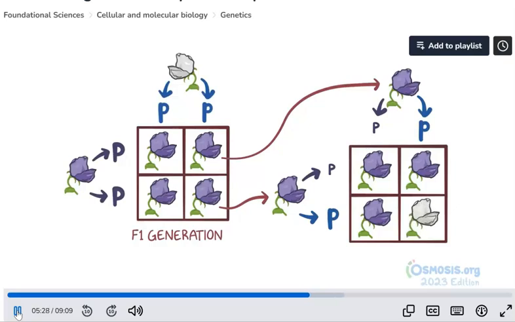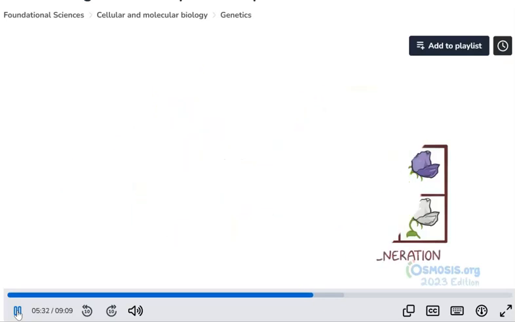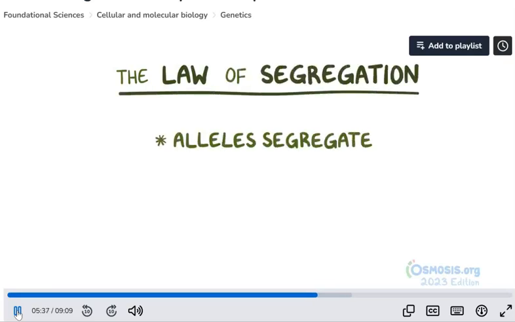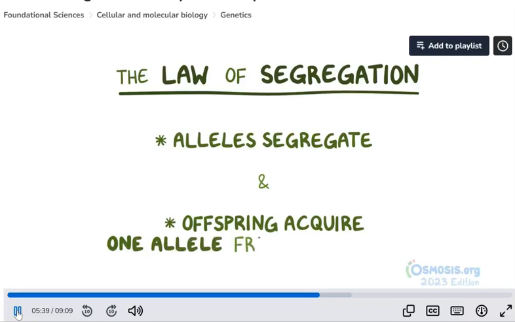This was the ratio of plants that Mendel observed in the F2 generation, and it helped establish the law of segregation, which states that alleles segregate, and that offspring acquire 1 allele from each parent.